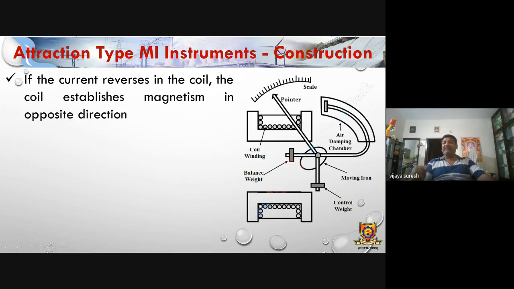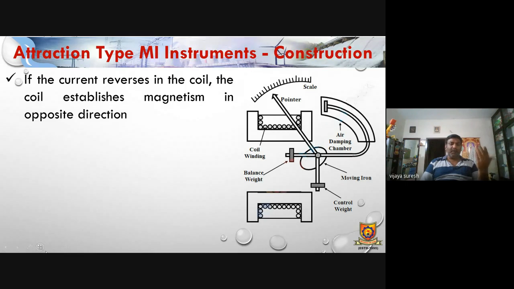Now we'll discuss a case: if the current reverses, what will happen? If the current reverses in the coil, it establishes the magnet in the opposite direction. So the magnet may be north to south pole or south to north pole. Whatever it may be, it has its own magnetic direction.